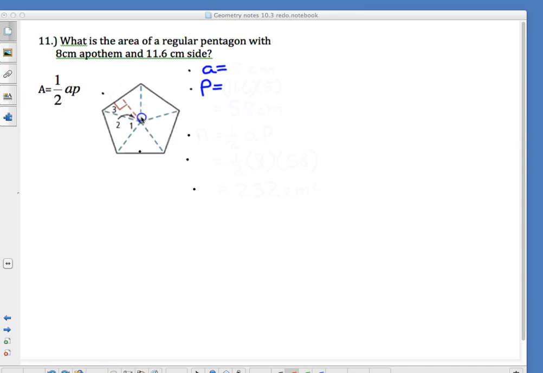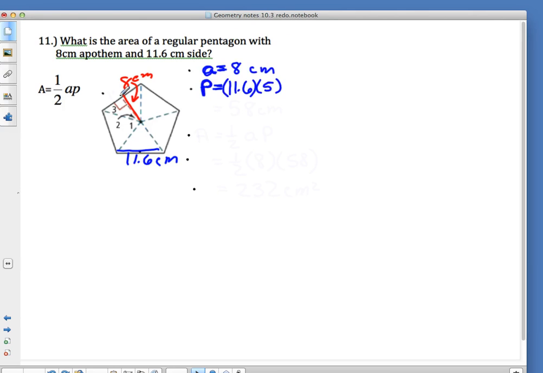Well, I know that this red mark is 8 centimeters right here. This is 8 centimeters right there, okay? Now, I also know, because they told me, that each side, my blue mark, is 11.6 centimeters. Well, I've got to be able to find perimeter, and I know the apothem now. It's that red mark that's 8 centimeters. My perimeter should be 11.6 times 5. Should be 58 itself. Yeah, 58, okay, as we go through.